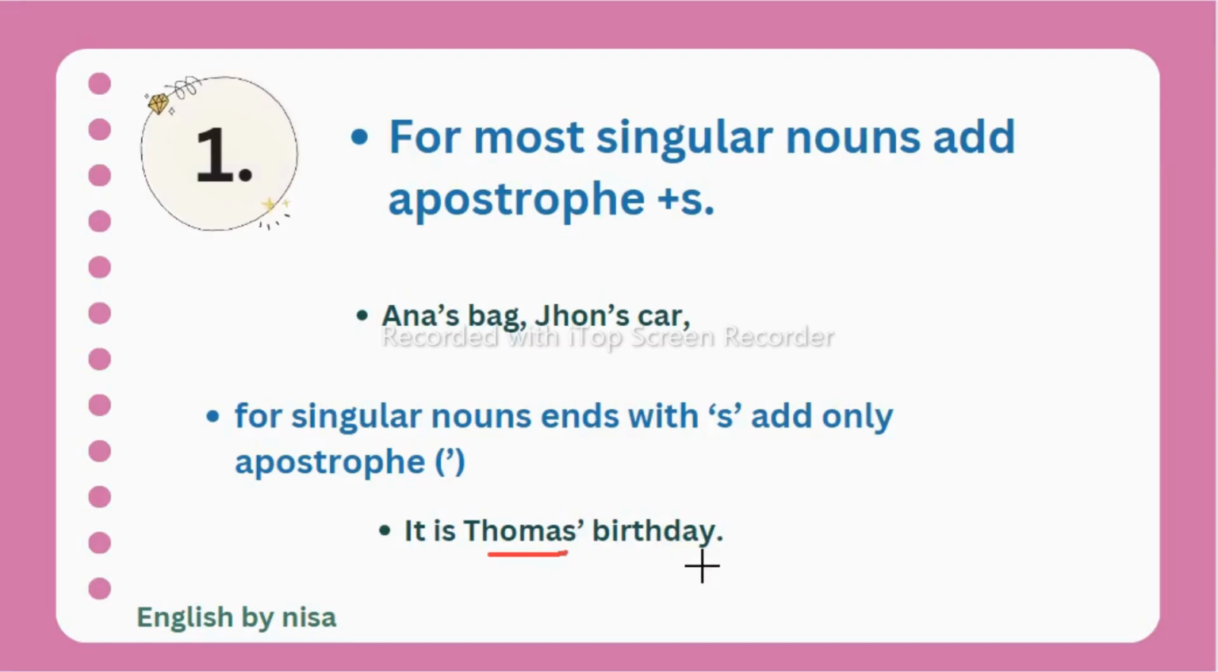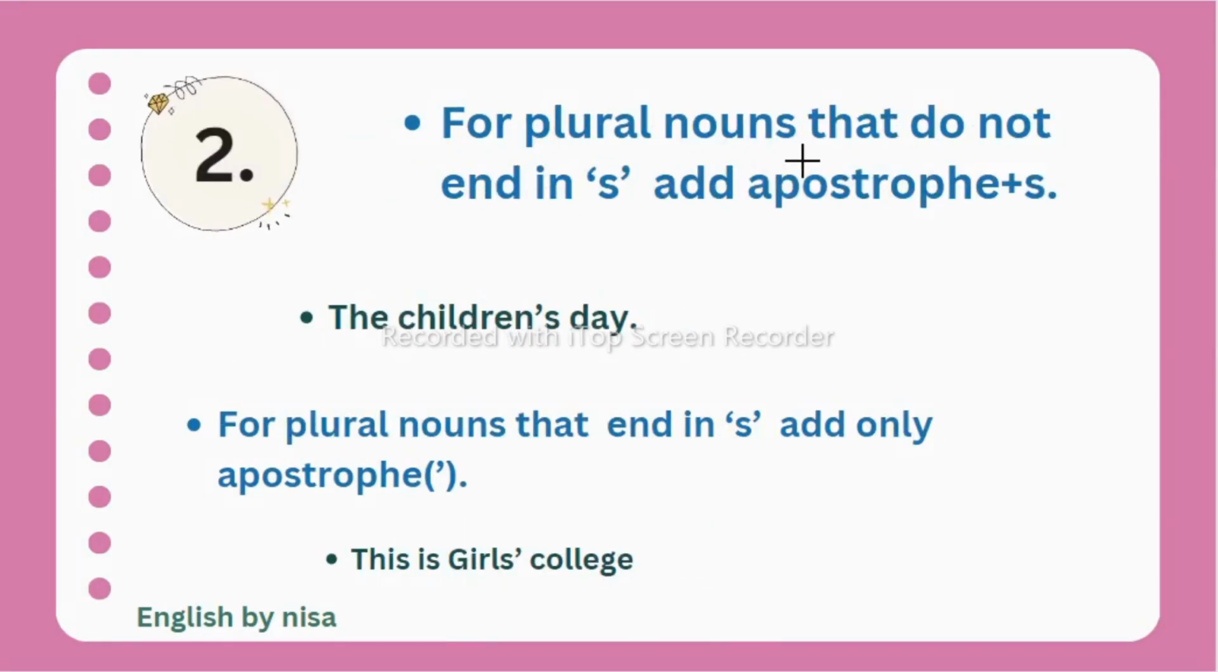So it's Thomas' birthday. Let's see the second rule. For plural nouns that do not end in s, add apostrophe plus s. Now we have just seen the singular nouns which were not ending in s, where we were adding apostrophe plus s. Simple here also: if your plural noun is without s, then you have to put apostrophe plus s. Here you can see the children's day. Children means many children, so this noun is plural already, and we don't have any s, so we have to add apostrophe plus s to show that this day belongs to the children.